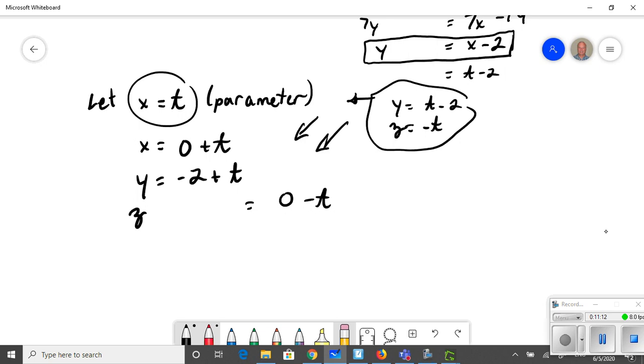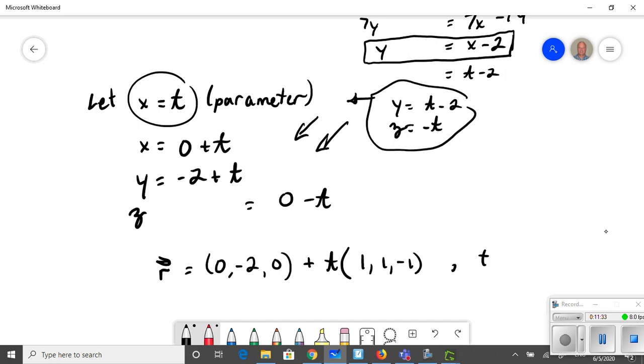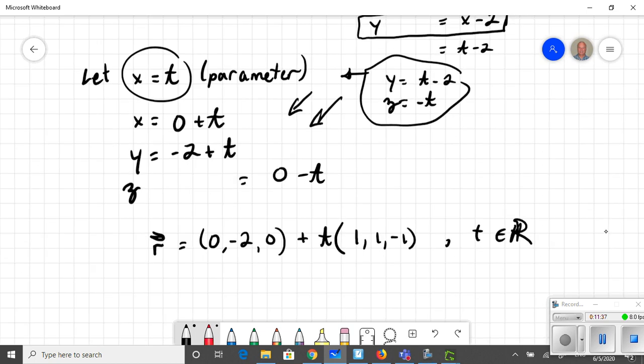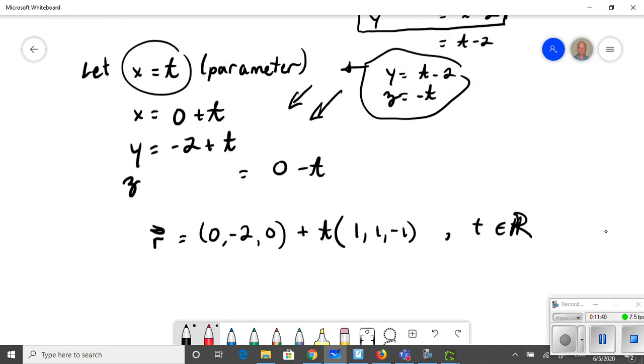And I can take those together and write that as a vector equation. That's the vector equation of my line of intersection here. So that'll be the point (0, -2, 0) plus my parameter times my direction vector here, and that'll be (1, 1, -1). That's the vector equation of the line of intersection.